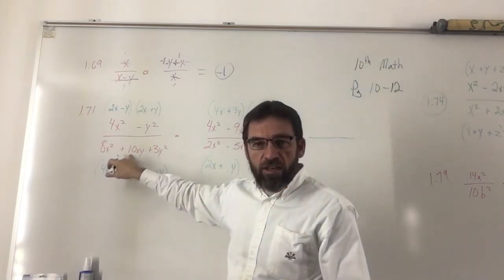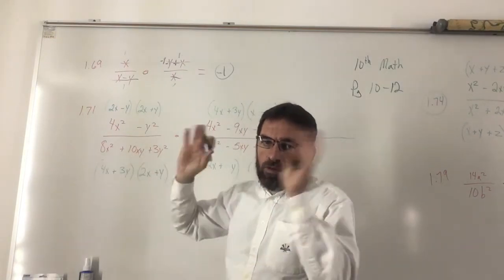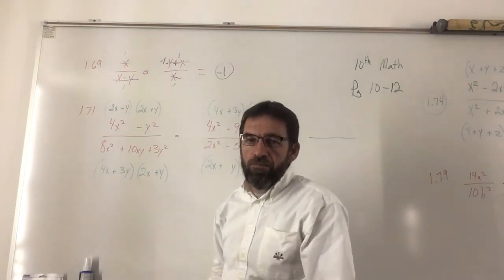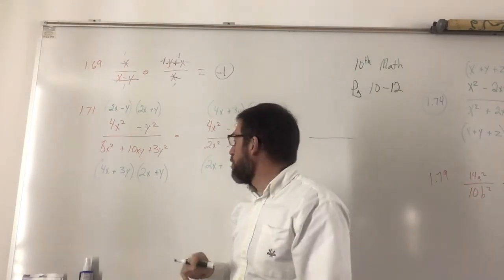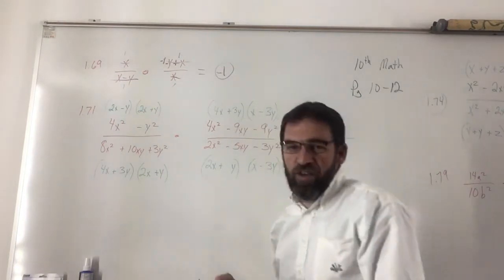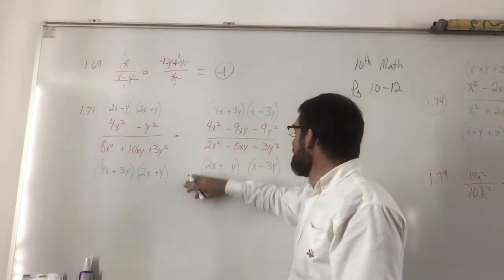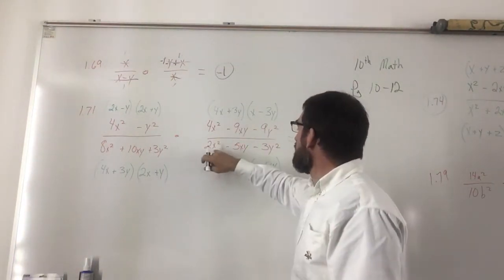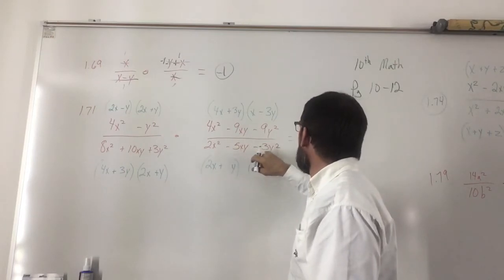What do I do with that 10xy? I guess throw him out. It wasn't clear in my mind what to do with him. He doesn't fit. Okay, so I did the same thing here again on this one, 2x squared, 5xy, negative 3y.